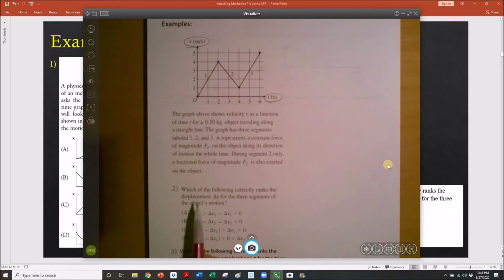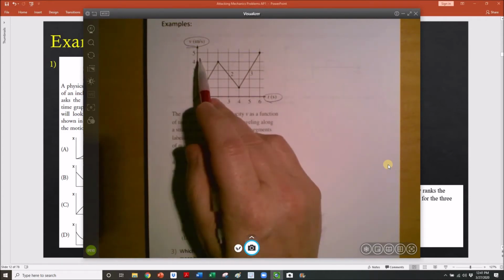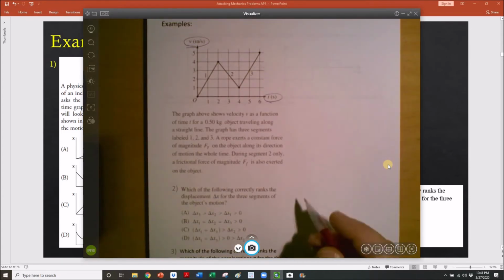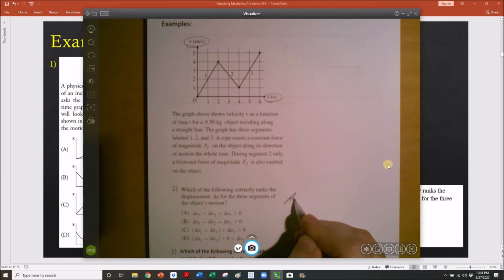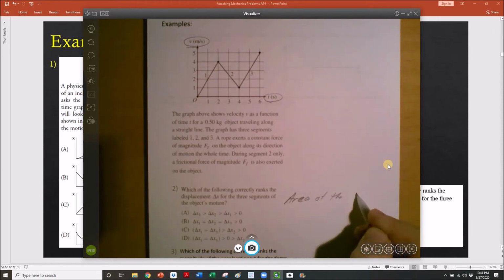So if we look down here, what are we looking for? Which of the following correctly ranks the displacement delta x of the three segments? Okay, so delta x, how do we get that from a velocity time graph? So if you remember, that would be the area of the graph. And that's the area of the velocity versus time graph, which is what we have.